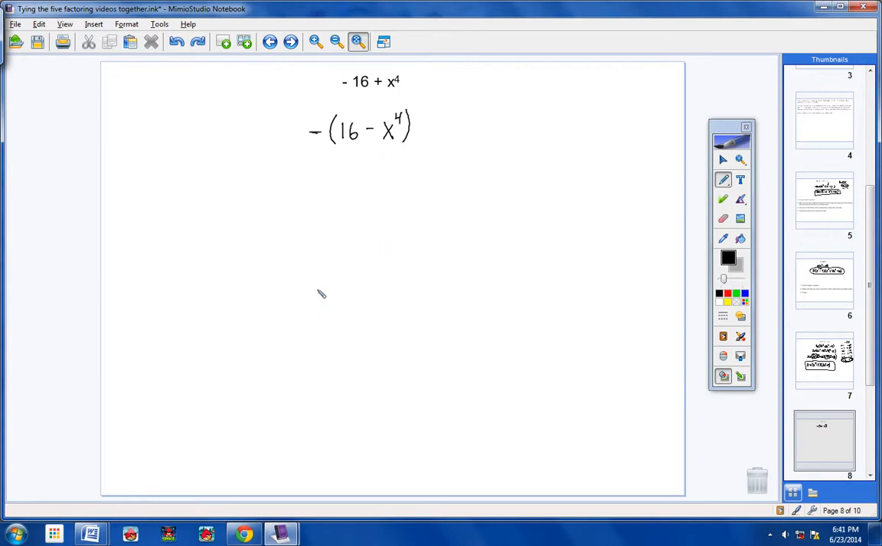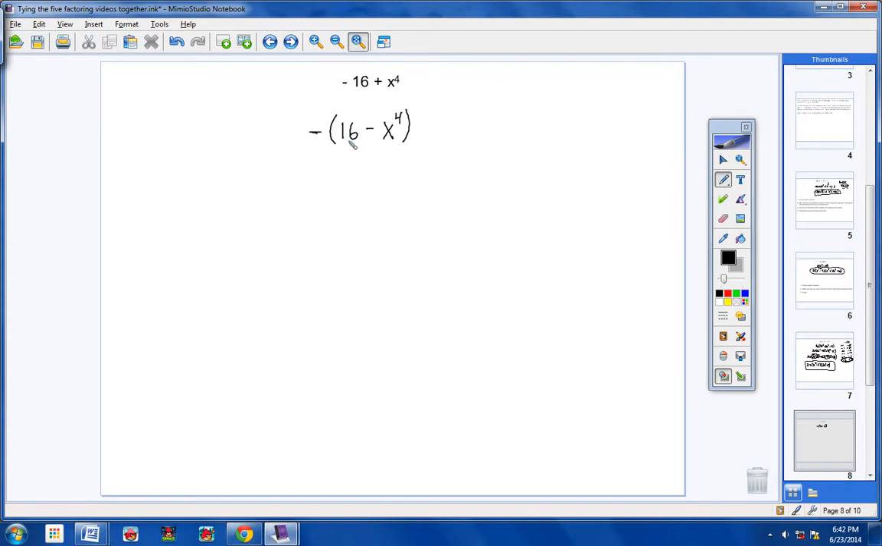Now, what are you left over with? Are you left over with a binomial, or are you left over with a trinomial? Well, if you'll look, you're left over with a binomial, so we don't have to worry about trinomials. And what kind of binomial is it? Do we have perfect squares? Do we have perfect cubes? Or maybe neither one. Maybe it can't be factored any further. Well, let's see. Do I know the square root of 16? Well, yes, I do. The square root of 16 is 4.